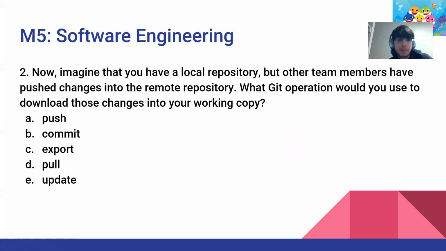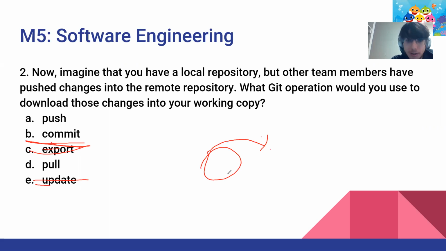Okay. I just want to talk really quickly about this. I know we talked about it earlier, but I said I want to go over it a little more later. So export's not a thing. Update's not really a thing. So we have pull, push, commit. Commit is when you change what's on your local repository. You make a change, you commit, right? And you're still on your local, it basically updates what's on your local.